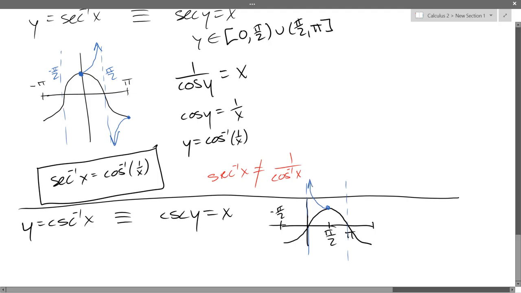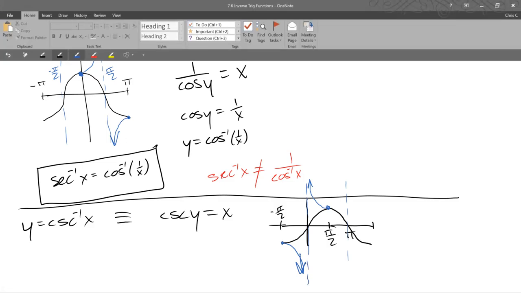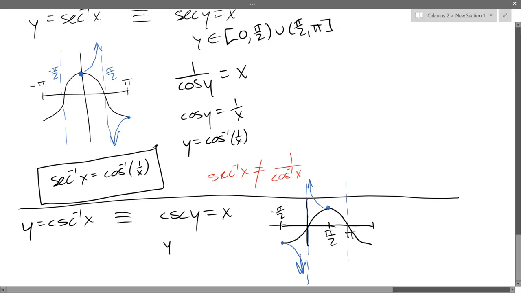Now we're going to change the place we're going to look. We're going to look at the upside down parabola to the left. And we're going to go with this part of the graph right there. So our restricted domain is negative pi over 2, comma, open at 0, union 0, positive pi over 2.